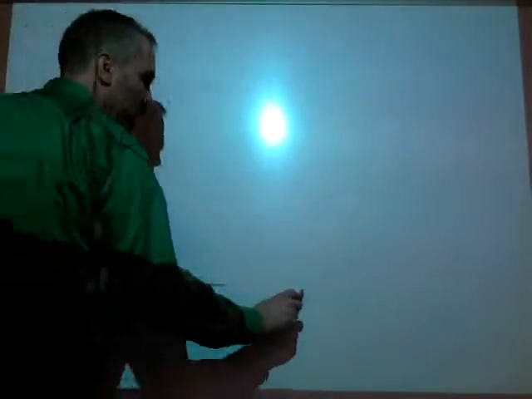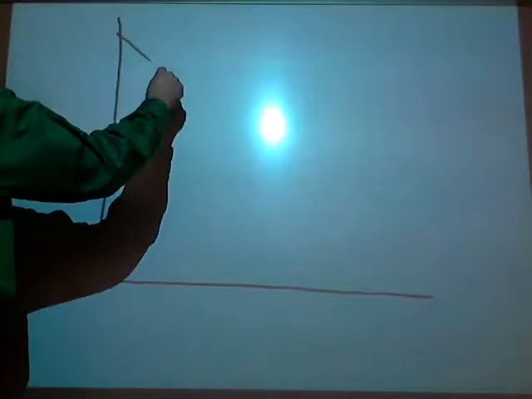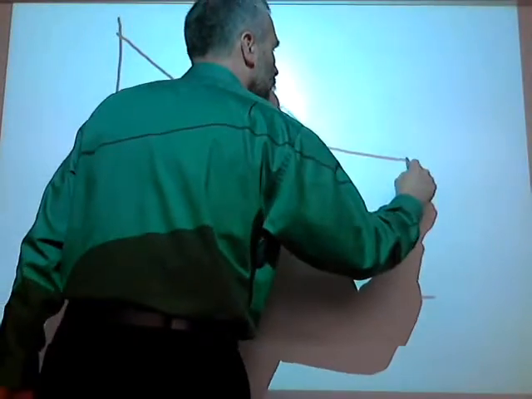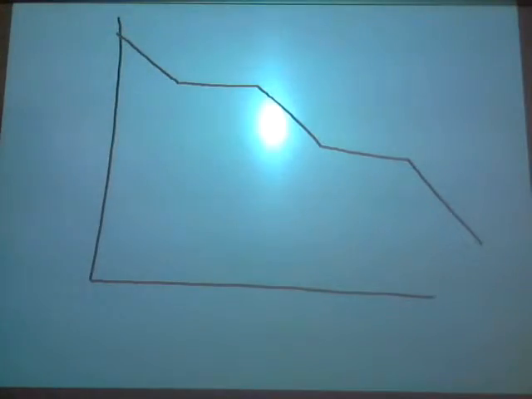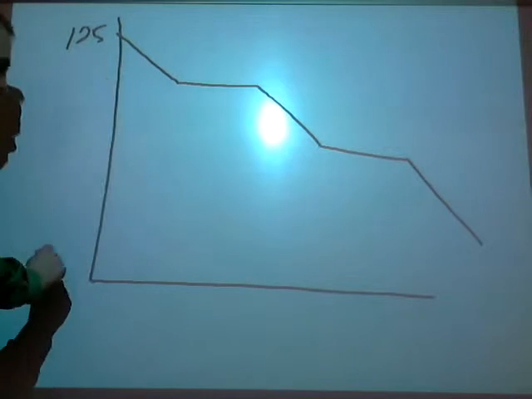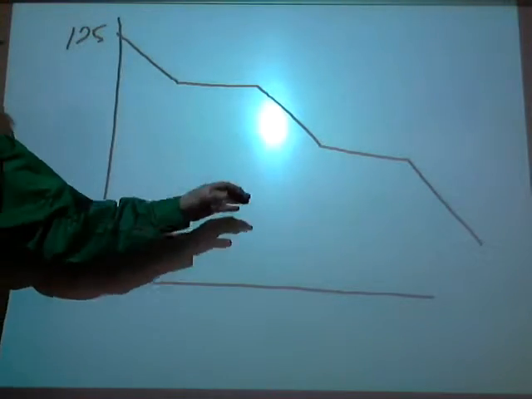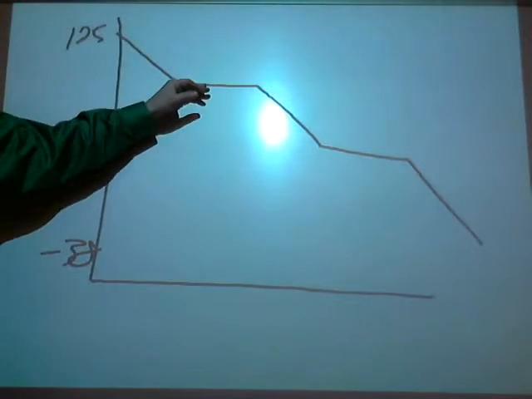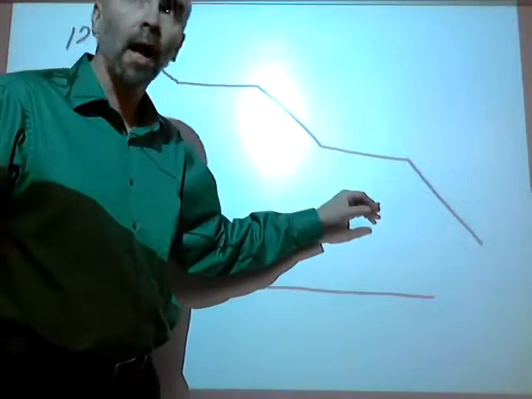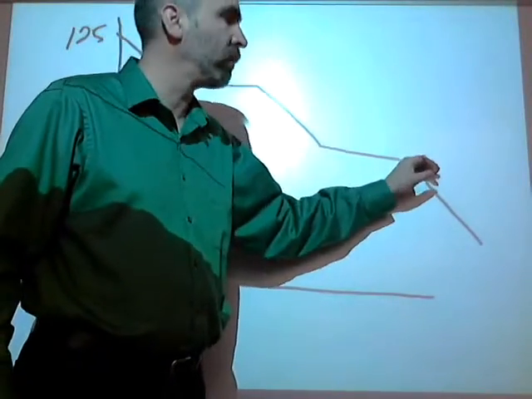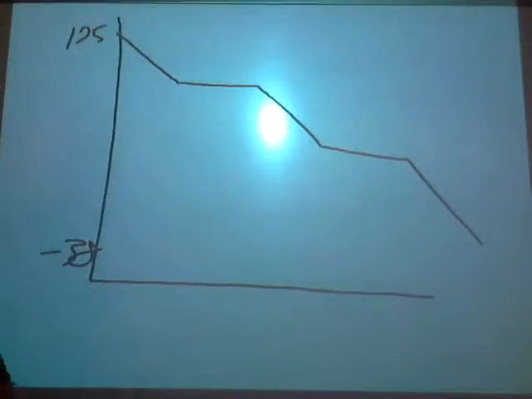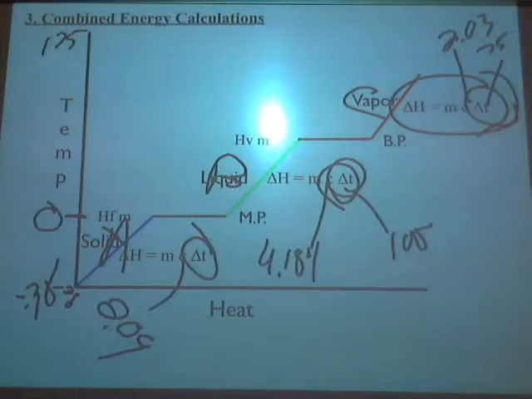Now, what if I told you it was steam going to ice? What would the graph look like then? If it was steam going to ice, it would look like this. Agreed? You started with 125 and you end at ice at -38. That's what it will look like. Over time, you're cooling it off, you're condensing it, you're cooling it off, you're melting it, you're freezing it, you're cooling it off. That's the whole thing. It's the exact opposite of that graph.